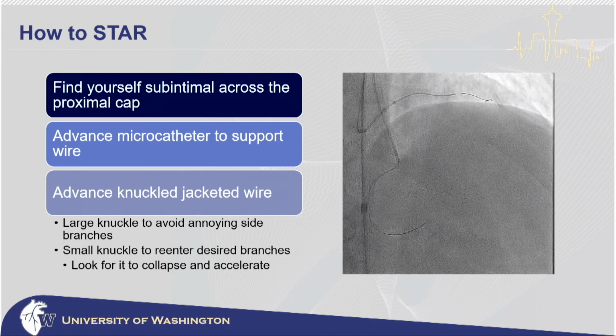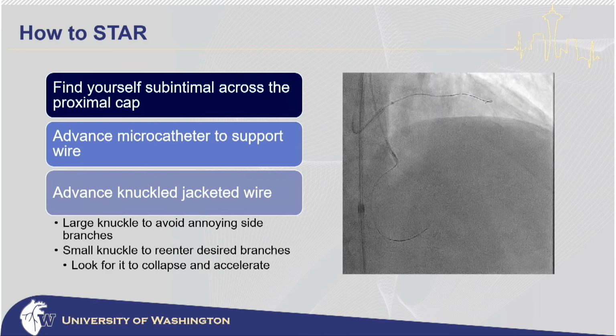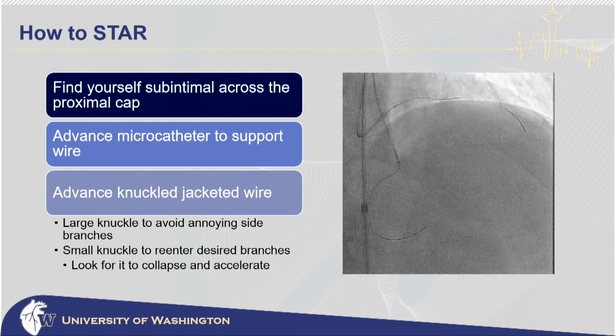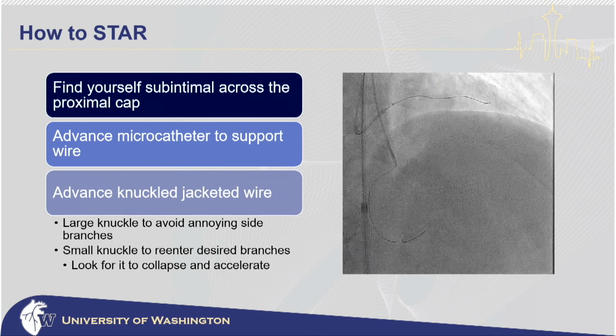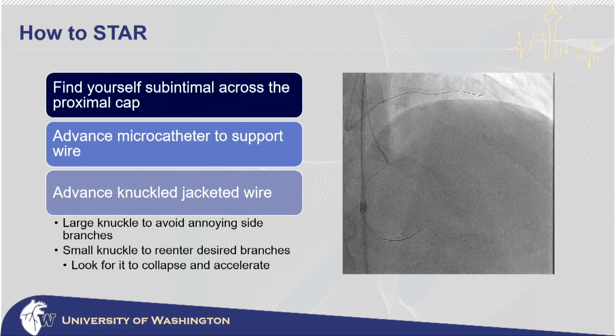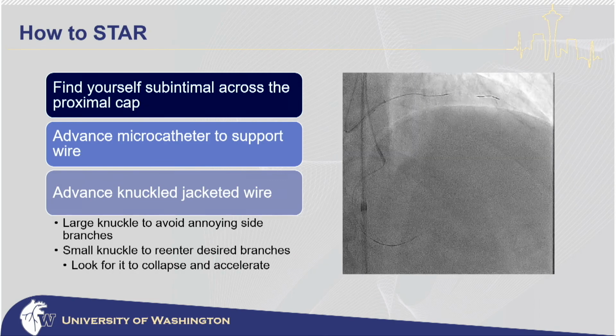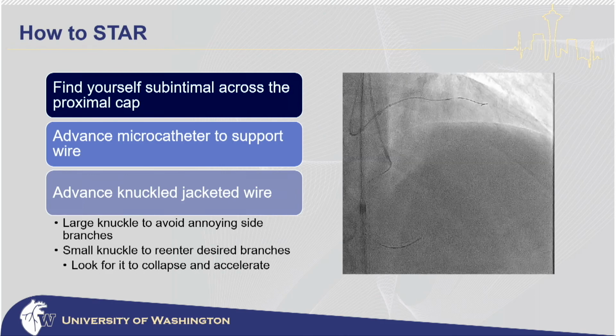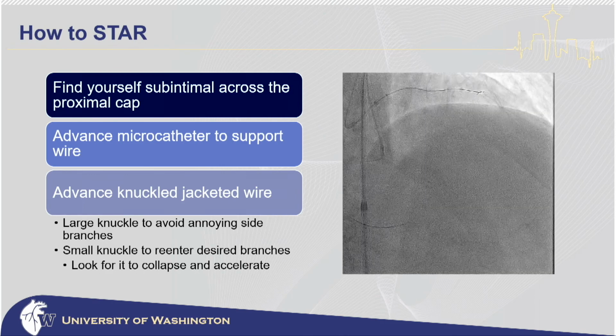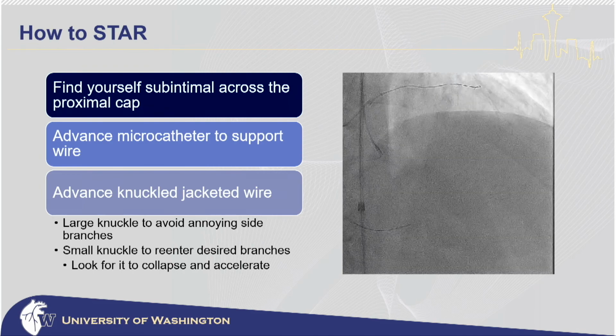But largely, you're just simply finding yourself in the subintimal or extra plaque space. You're advancing a microcatheter to support the wire, and then without torquing, or at least not significantly, we just advance that knuckle jacketed wire. So this is a small knuckle advancing. You can see it sort of accelerates and shrinks. It's already starting pretty small, and that gives you an indication of the size of the vessel somewhat as well.